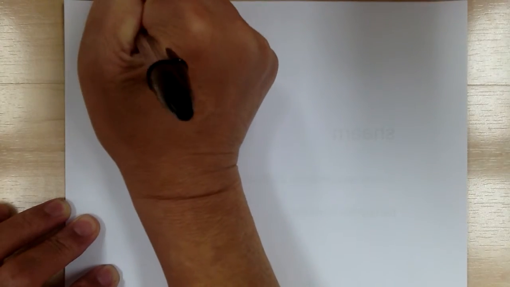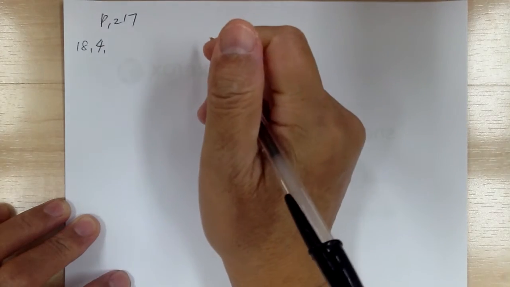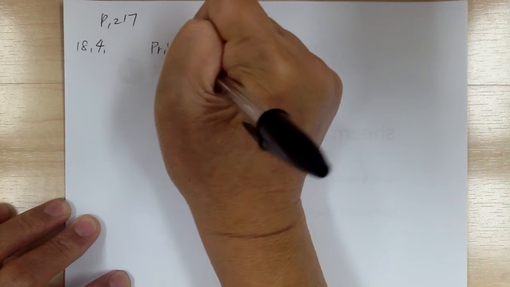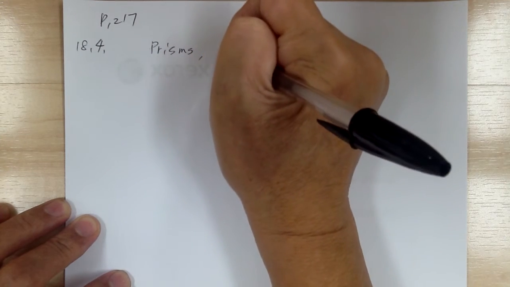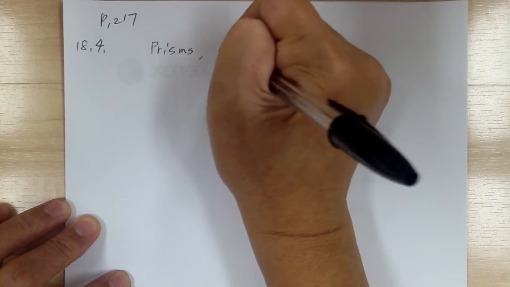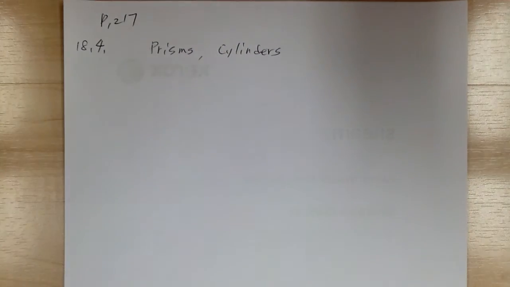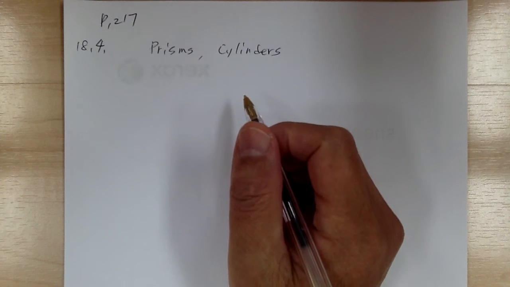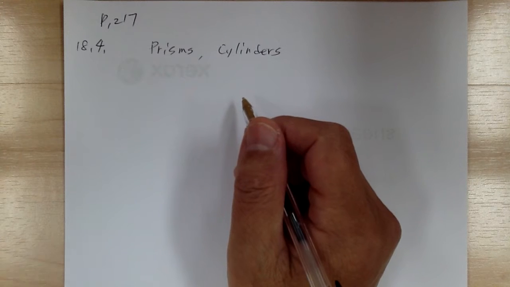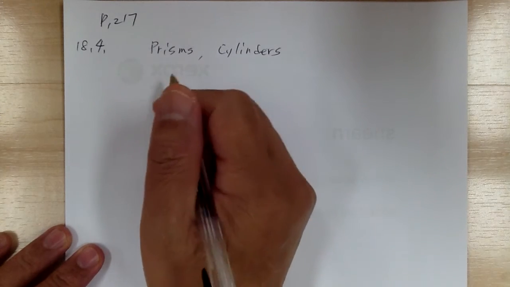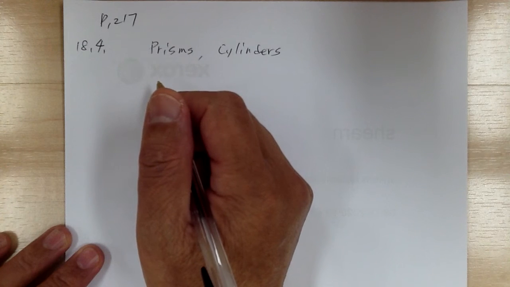Let's go to page 217, and this is section 18.4. This deals with prisms and cylinders. Basically, with prisms and cylinders, the top and the bottom have the identical shape. The base of a prism would be a polygon.